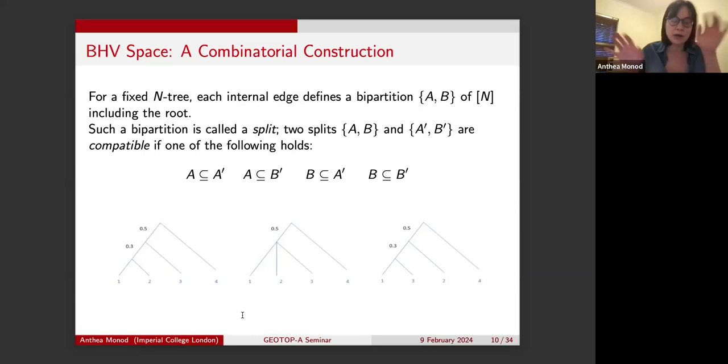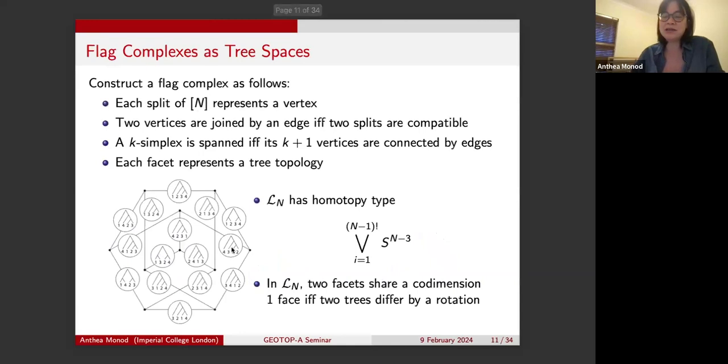We were looking at two orthants, and how they're related to each other by the boundary. So here we have this split here. This tree here is compatible with this tree, right? But these two on the other side of each other are not compatible with one another. So then we can basically look at flag complexes as tree spaces.